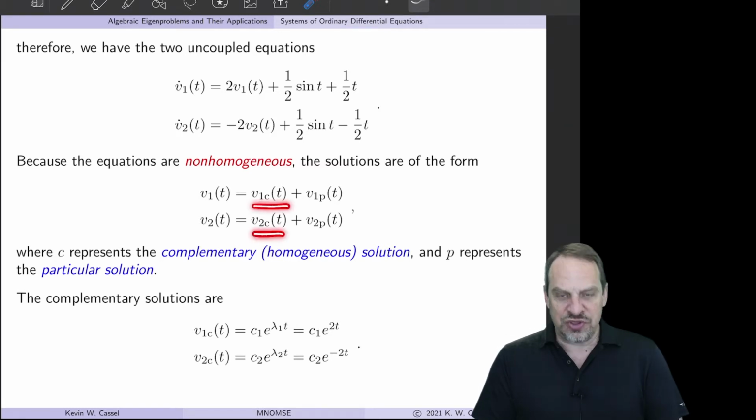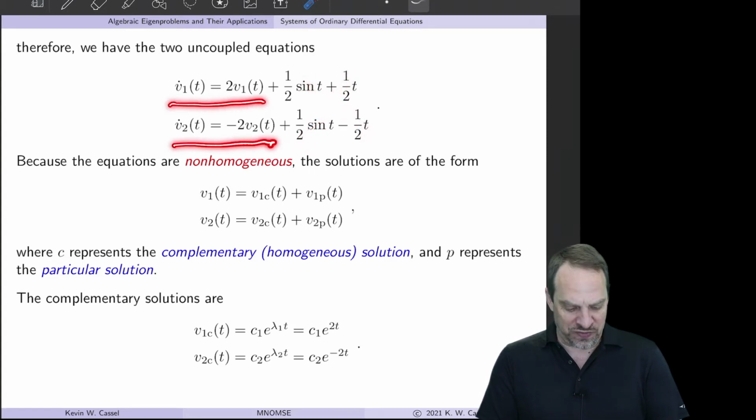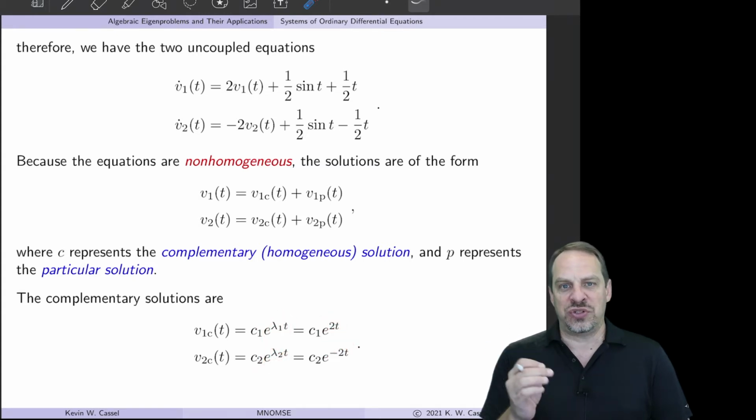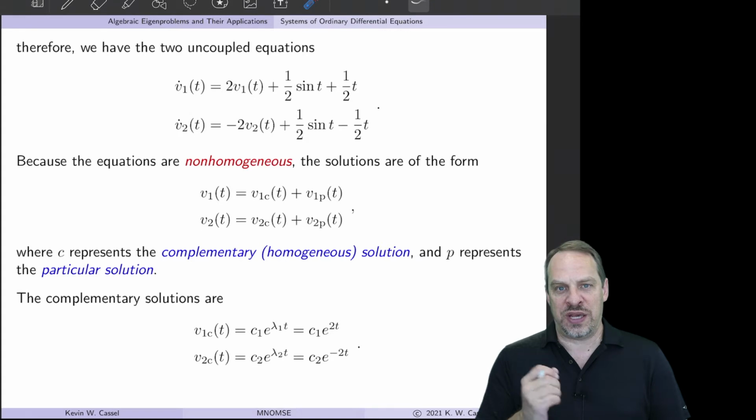The complementary solutions are the same as before. We get rid of these non-homogeneous terms, and we just have our standard equations for v1 and v2. So the solutions are v1 is equal to c1 e to the lambda 1t, and c2 e to the lambda 2t for v2. Lambda 1, lambda 2 are 2 and minus 2. So we have the complementary solutions. We knew what they were as soon as we had the eigenvalues of A. So now let's work on getting the particular solution.